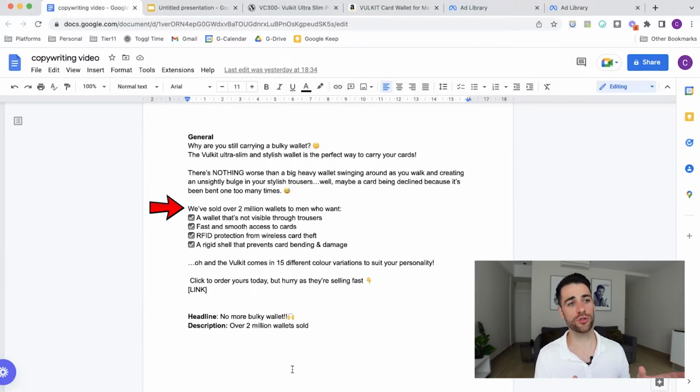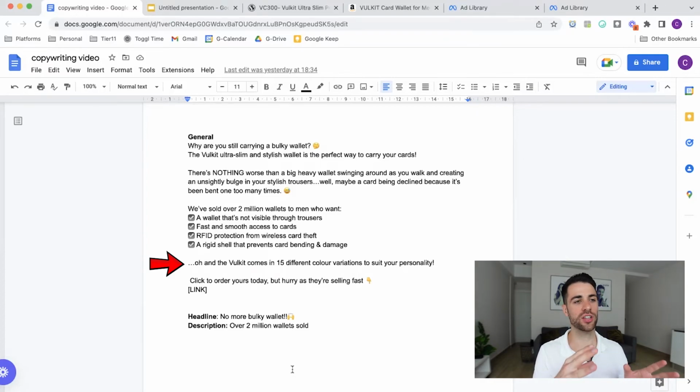So we've sold over 2 million wallets to men who want a wallet that's not visible, with fast and smooth access to cards. Again, just the exact same things from the other formula, but work here. So we're giving them the why, the why you should buy the product, the benefits. And then what I like to do with this structure as well is I add an additional benefit.